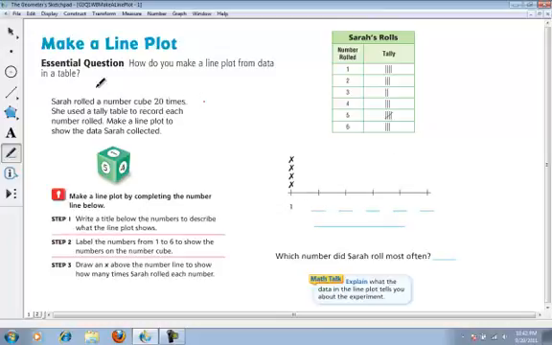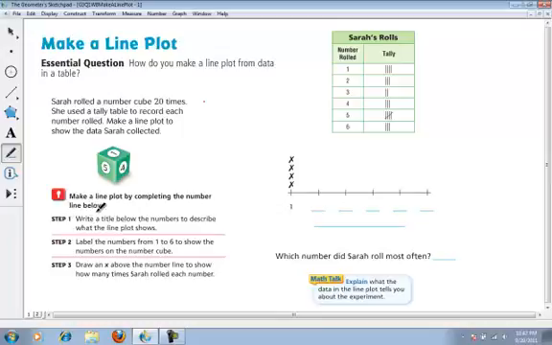Let's look at our problem. Sarah rolled a number cube 20 times. She used a tally table to record each number rolled. Make a line plot to show the data Sarah collected. Now let's look down here to see the steps to make a line plot. Make a line plot by completing the number line below.